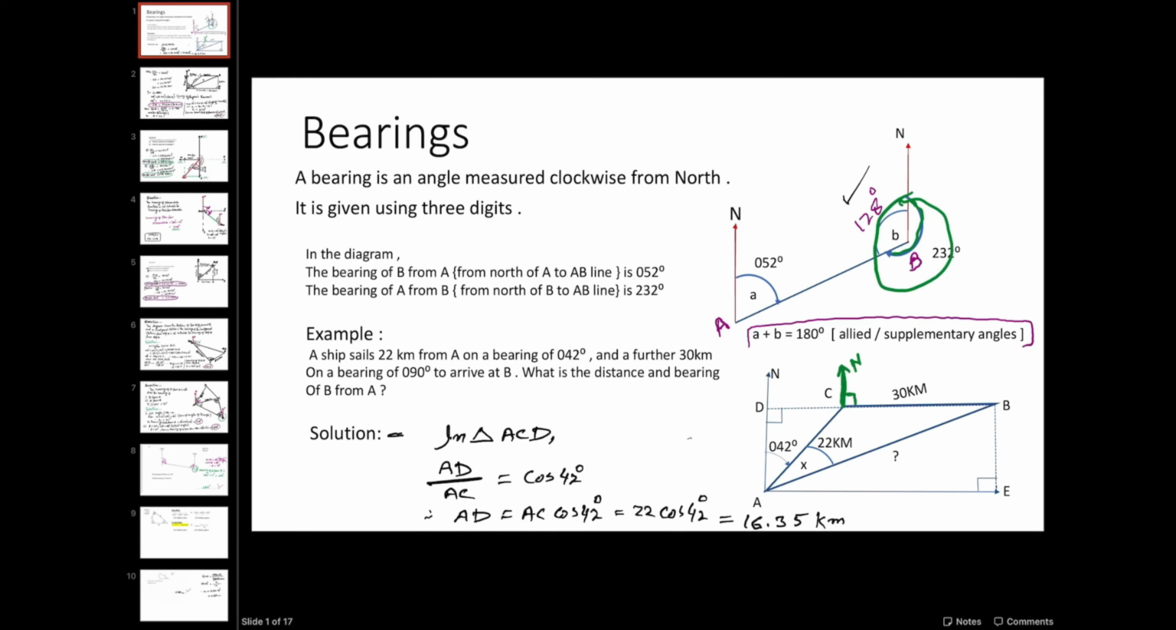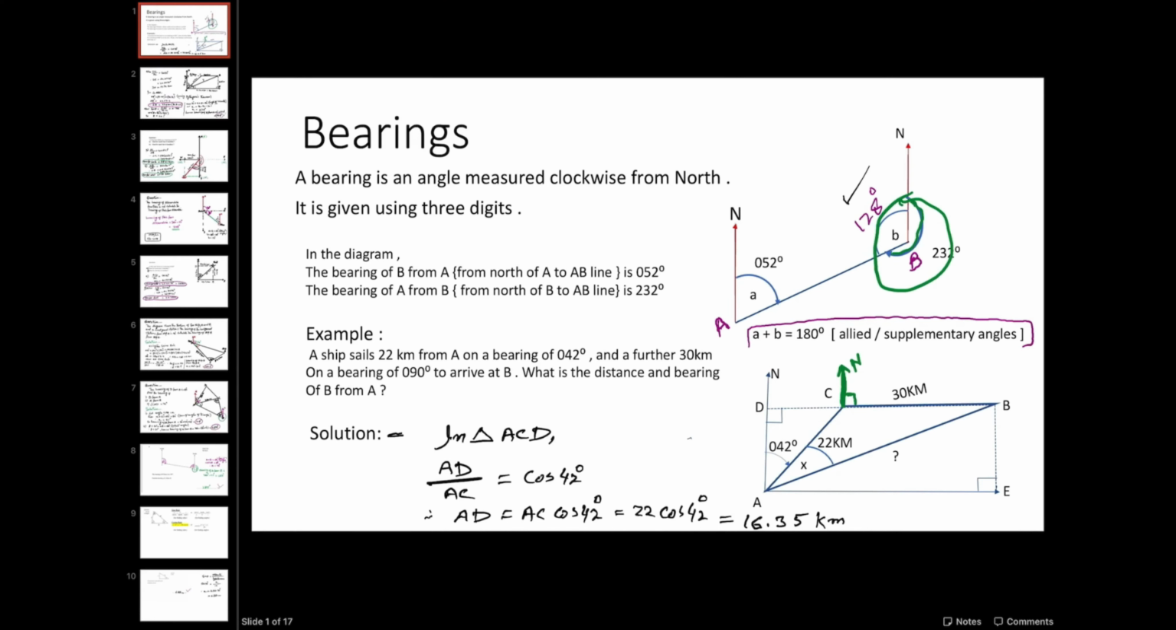Now I am going to solve an example taken from the textbook. A ship sails 22 km from A on a bearing of 42 degrees and a further 30 km on a bearing of 90 degrees to arrive at B. What is the distance and bearing of B from A? That we have to find.